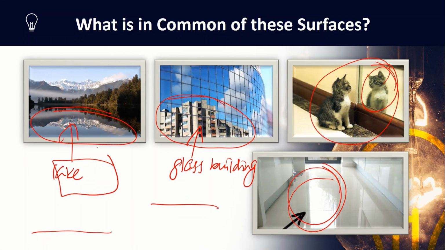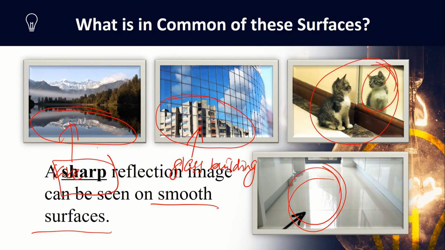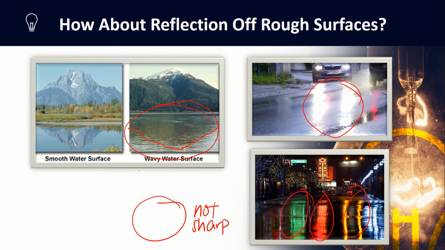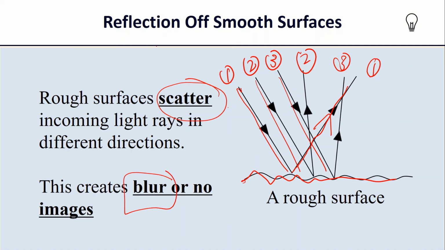We also learned that when we reflect light off smooth surfaces, the light rays remain parallel and hence it creates a sharp image. On the other hand, rough surfaces tend to scatter incoming light rays. That means parallel light rays coming in, after being reflected, bounce off in very different directions. So this is why you have blur or no images.